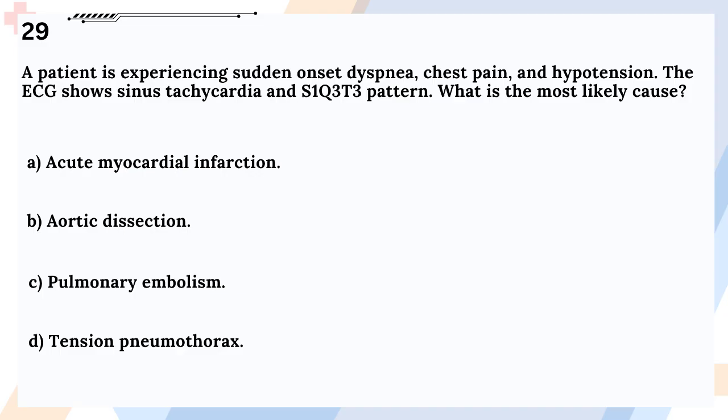Question 29. A patient is experiencing sudden onset dyspnea, chest pain, and hypotension. The ECG shows sinus tachycardia and S1Q3T3 pattern. What is the most likely cause? A. Acute myocardial infarction. B. Aortic dissection. C. Pulmonary embolism. D. Tension pneumothorax.